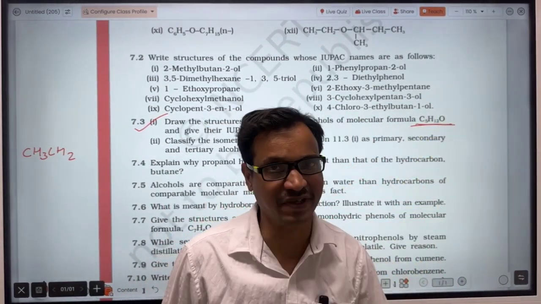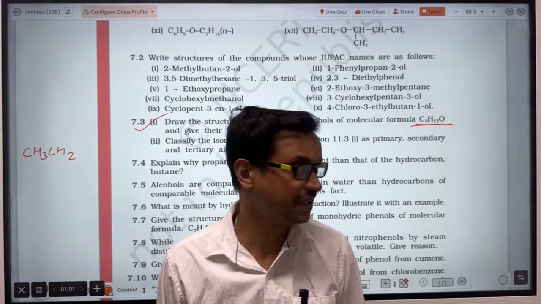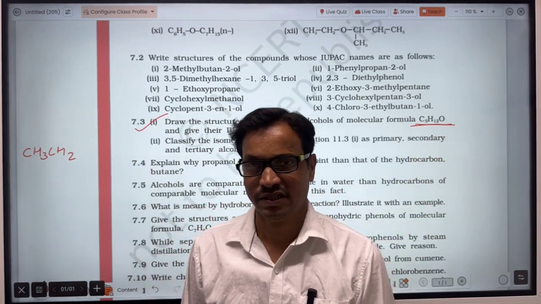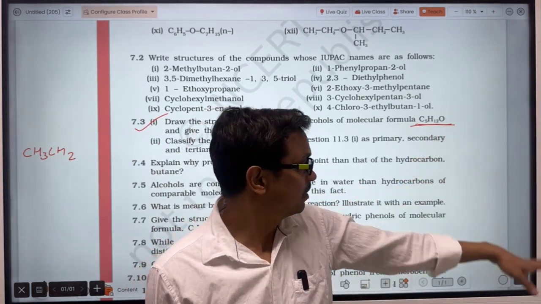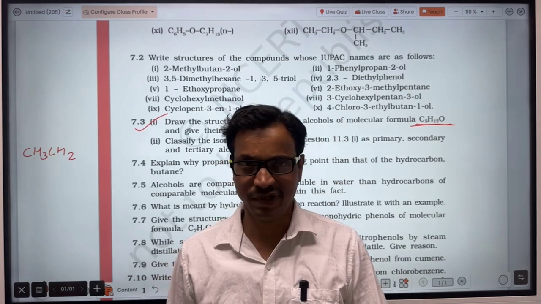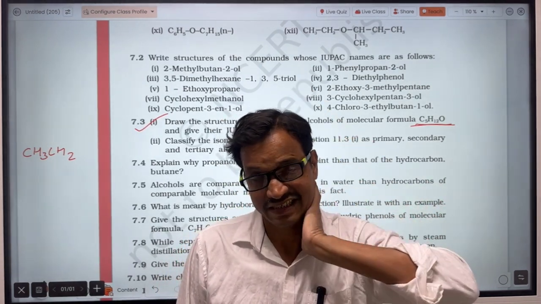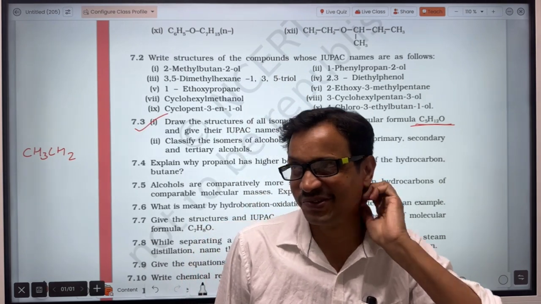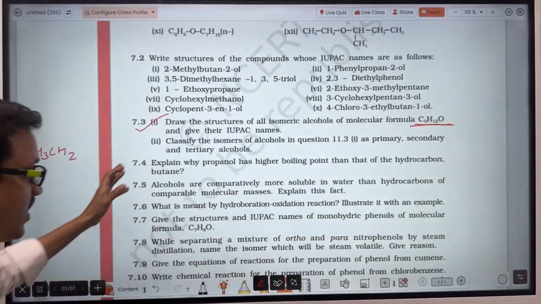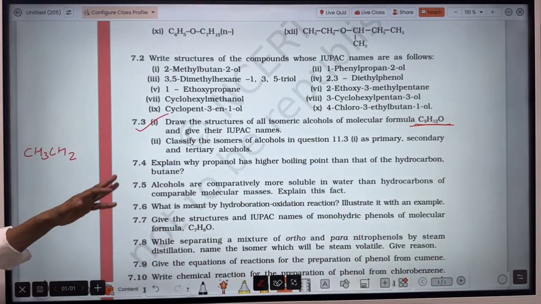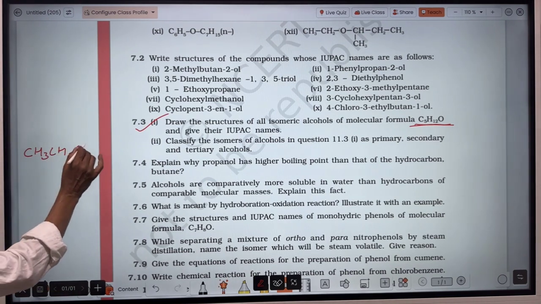Because if the formula is C5H12O, then the compound may be alcohol as well as ether also. But in the question that is given, you will have to draw only the alcohol. So let's see.